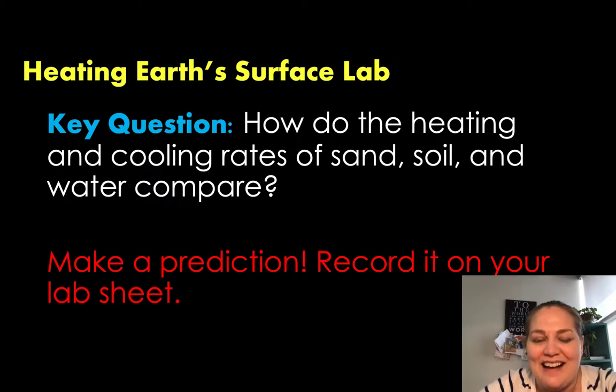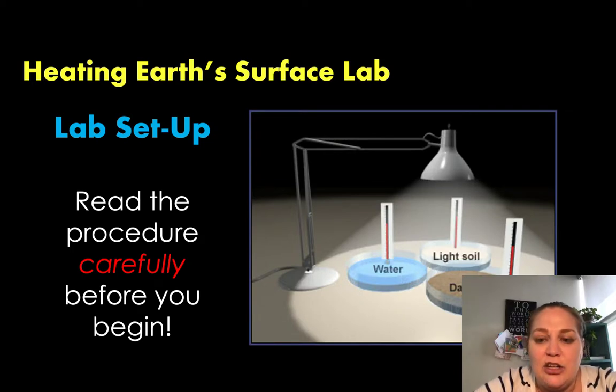All right, welcome back. So now that you've recorded your prediction, let's go over your lab setup. So for my on-campus learners, you will actually be doing this lab and collecting data. For my digital learners who are not on campus, this data was collected last year for you in the classroom. So this is real classroom data that you will be analyzing. So notice that we have three materials. We have water, we have light colored sand, and then we have soil. And we are going to use the lamp to represent the sun.